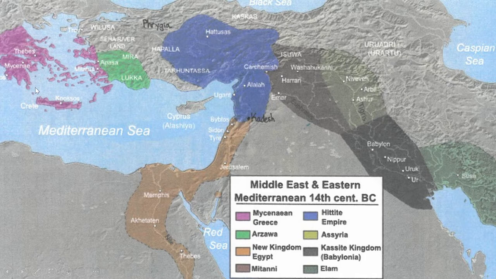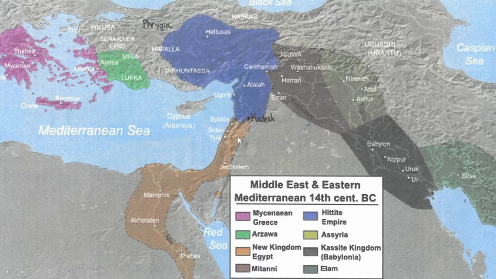Okay, and the other one I want to point out is Mycenaean Greece. So this is the early Greeks over here, 14th century BC. So we're talking about the 1500s BC. Okay, all right, so during that century.